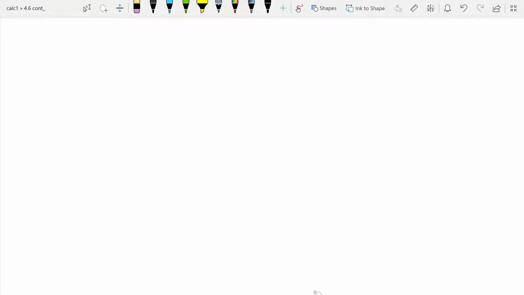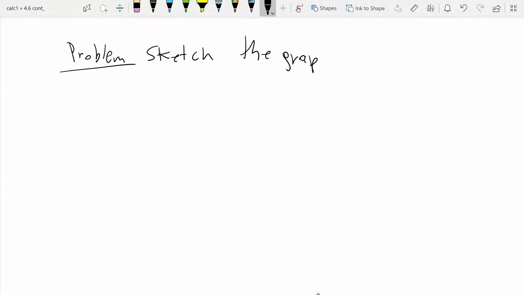Let us now look at an example that is not a polynomial. Let's look at the following problem. Sketch the graph of f of x equals x minus 1 over x minus 2 natural log of x. This is clearly not a polynomial. This contains this negative power function and also this natural log.